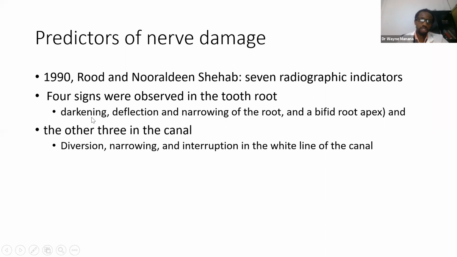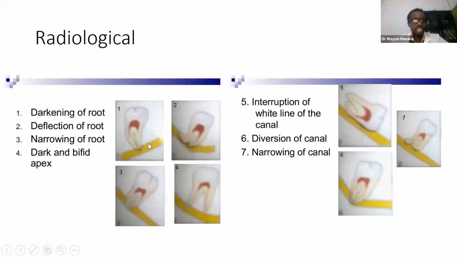So there was the issue of darkening of the periapical region, deflection or narrowing of the root, and the bifid root apex. And for the canal, if there is diversion, narrowing, and interruption of the tram lines or the white lines. So what do we mean? Number one, if there is darkening of the root in the periapical region, if there is deflection, it means the nerve is near. If there is narrowing of the root, as what we are seeing, the nerve is closer.